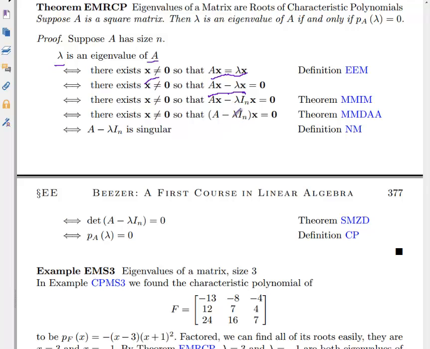We just used the distributive law, and that only happens when A minus lambda I is singular. And that only happens when the determinant is 0, and that only happens when the characteristic polynomial evaluated at the number lambda is equal to 0. Okay?